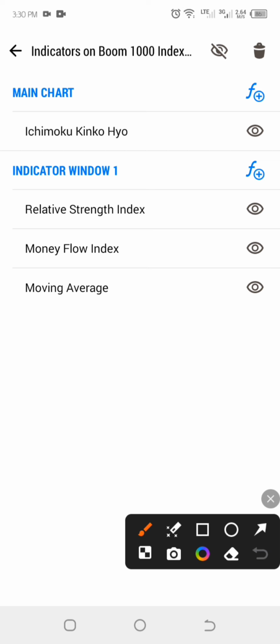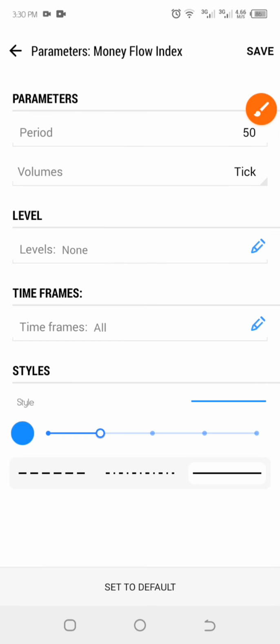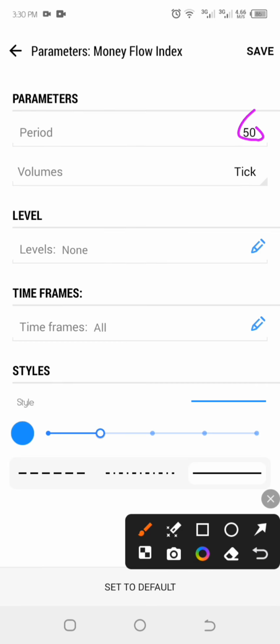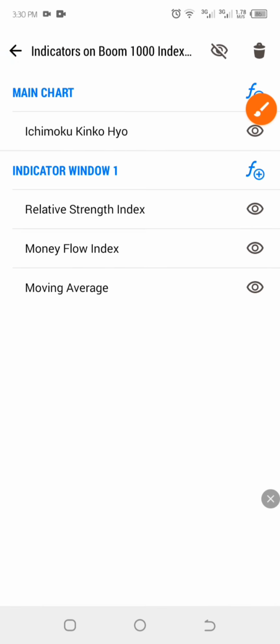Now to the next indicator, which is the Money Flow Index. To add this, you click on this F icon right here, we search for Money Flow Index and click on it. Now the period is 50, the volume is tick. Now the style is usually your color choice, then click on save. Then go back and you have your Money Flow in your chart.